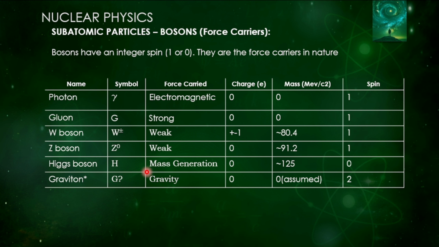Higgs boson, H: the force carried is generation of mass. It generates mass within the matter. The charge is 0 and the mass around 125 mega electron volts, so very heavy, which makes sense because the Higgs boson actually has the force of mass generation within matter. The spin is 0. Graviton is the particle connected with the power of gravity. The charge is 0. Mass assumed to be 0. The spin is 2. It is more theoretical still.